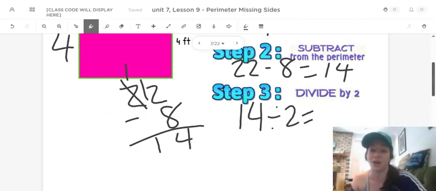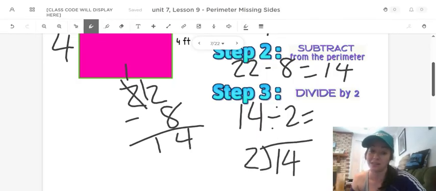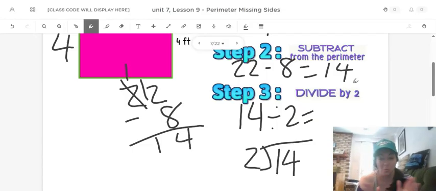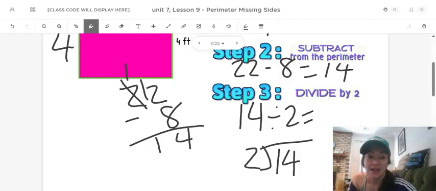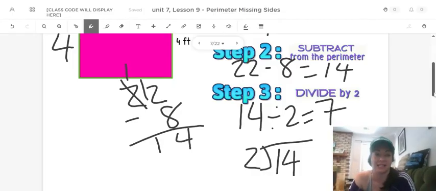It could look like that, or it could look like this. Remember that symbol? This says 14 divided by 2. So what number times 2 equals 14? 2, 4, 6, 8, 10, 12, 14, 7. That means this missing side length is 7.